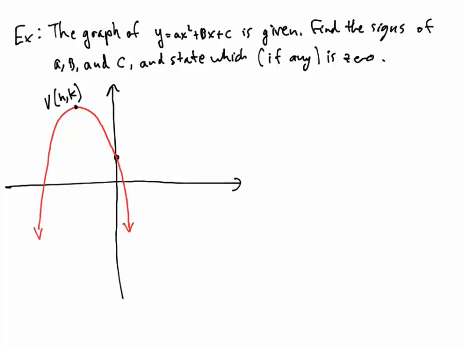This one asks us to find the signs of A, B, and C given the graph, and determine if any of A, B, or C are 0. So we need to determine whether A, B, or C are positive or negative. Well, first thing to notice is that this parabola is opening downward. So because this is opening downward, the leading coefficient, A, must be negative. So A is going to be negative.